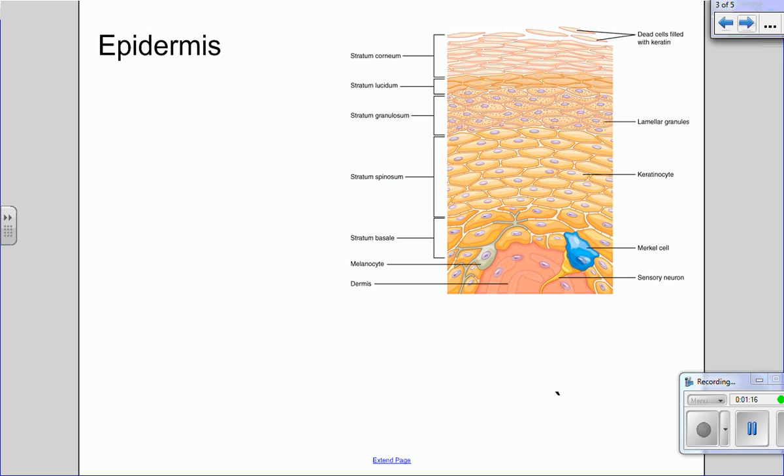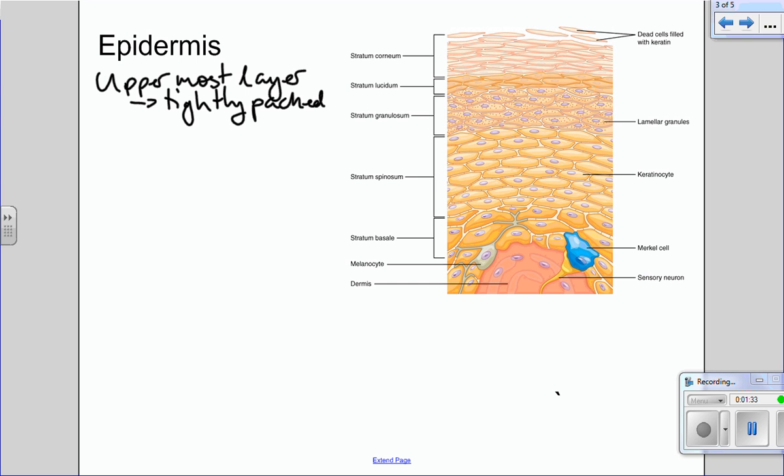It is the uppermost layer, and it's tightly packed. Now, there's a lot going on in the epidermis. It's actually the smallest of the layers, but it has lots of sub-layers, and it's probably the most complex. You see that it has sub-layers.